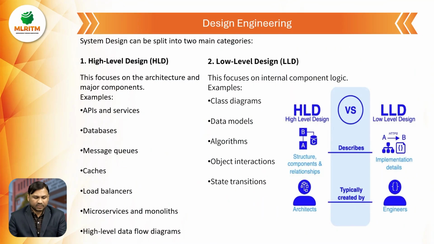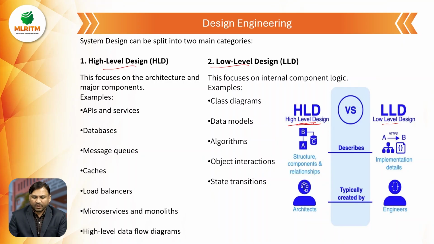Now we'll see some of the types of system design or software design. It can be categorized into two types, the high level design and the low level design. If we see this diagram here, high level design and low level design are shown. Low level design focuses on the internal component logic, whereas high level design focuses on the architecture and the major components, like major modules.